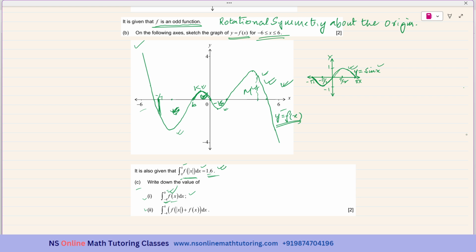So this portion was above the x-axis, whose value was equal to m, a positive number. And now this portion is below the x-axis. The area is the same, but because this is below the x-axis, its integral value will be negative m. Okay. So previously we had minus k, that is this one, plus m was equal to 1.6.